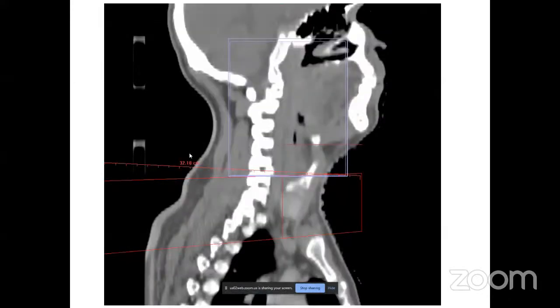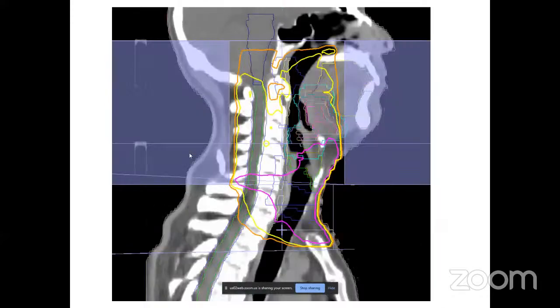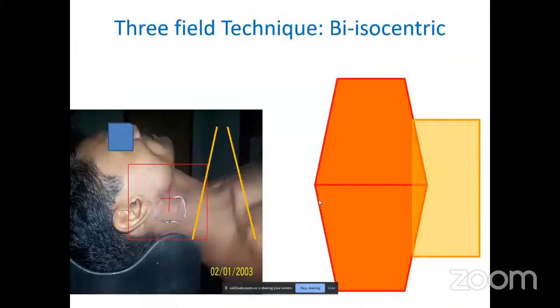With this kind of overlap of the lower neck with the bilateral, it can cause this kind of dose distribution. There is a chance that your high dose region will come to the spinal cord region. So be careful while choosing this kind of 3 field arrangement. It is possible, but you have to be very careful.